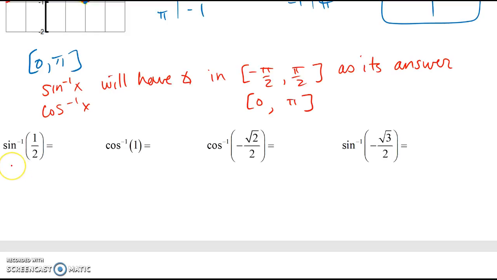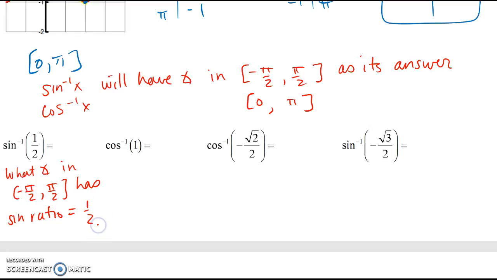So when I see this first question right here, what you want to think of when you see this problem is, what angle in -pi halves to pi halves has a sine ratio equal to 1/2? That is how you want to be interpreting that question. So we say, okay, where does sine equal 1/2? Sine equals 1/2, reference angle of the 30, and in radians, that would be pi 6. And there we go. That's the only acceptable answer here.